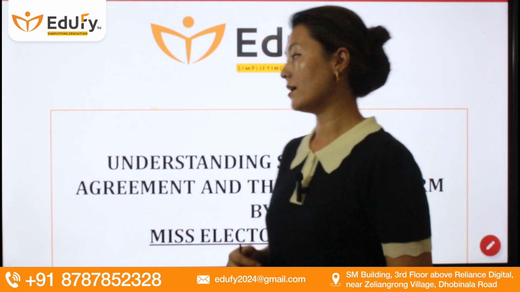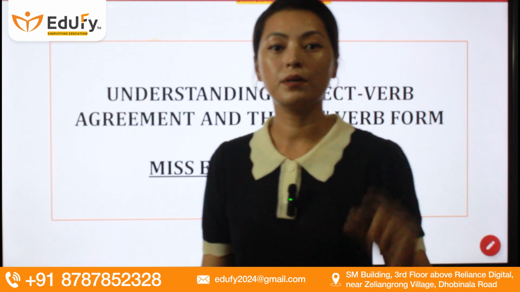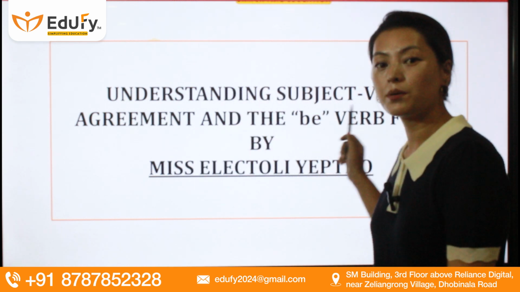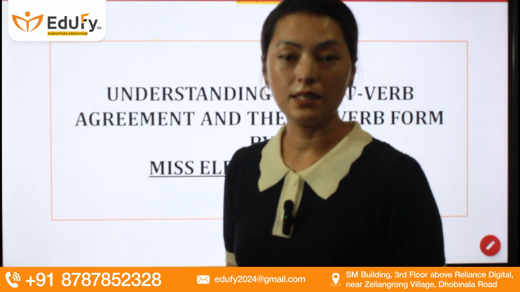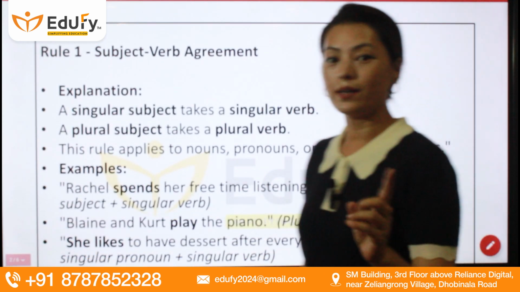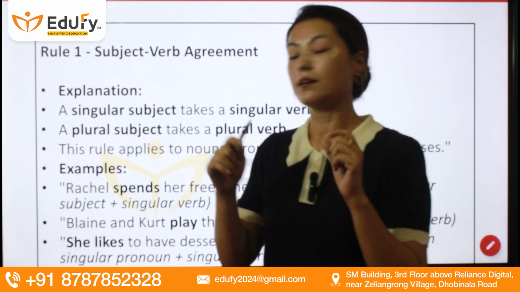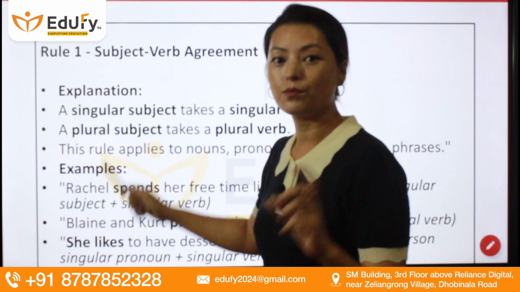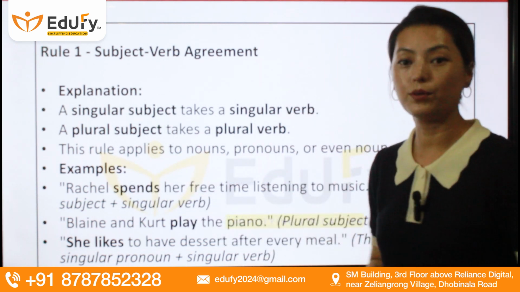So first, let's look at what subject and verb agreement is. When we talk about subject and verb agreement, it basically is in the title itself. It means that the subject and the verb must always be in agreement when you want to make a complete sentence that is grammatically correct. So rule number 1 states that subject verb agreement encompasses the idea that a singular subject will have a singular verb, and a plural subject will have a plural verb.